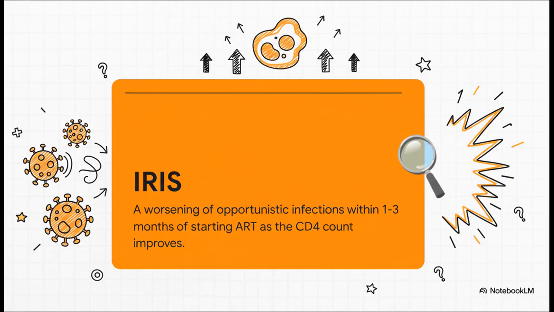You start a patient on ART, and their immune system starts to roar back to life, which is great. But as it wakes up, it can suddenly see a pre-existing infection that was hiding out, and it mounts this massive inflammatory response. This can actually make the patient's symptoms temporarily worse, usually in the first few months of starting therapy, especially in those who started with a really low CD4 count.